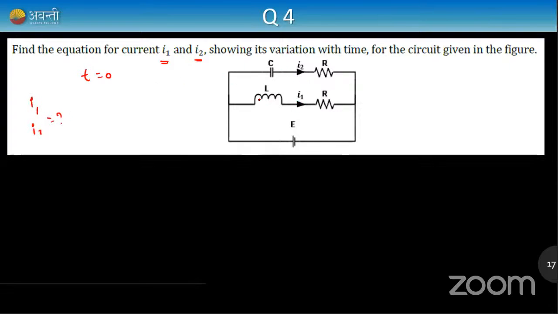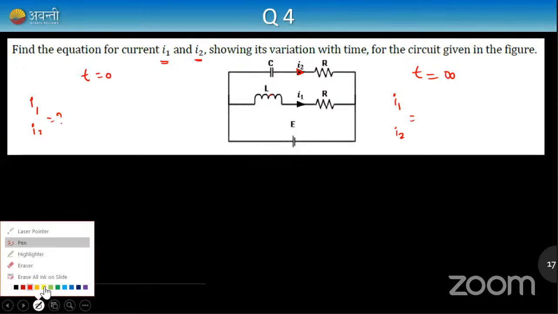Okay, I1 is the current passing through the inductor, I2 is the current passing through the capacitor. And similarly, the one more condition is at time t equal to infinity, what is the current I1 passing through the inductor, and what is the current I2 passing through the capacitor. So they'll ask you such questions. Okay, but I know one thing from the previous table.